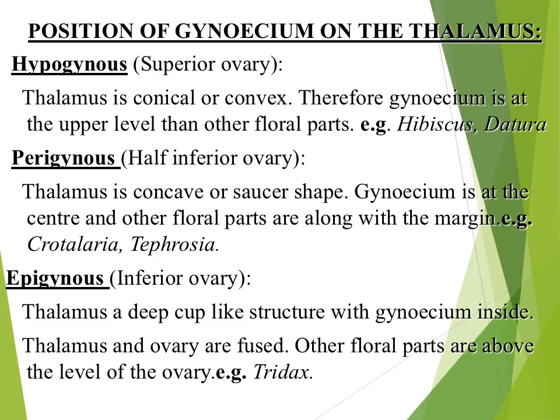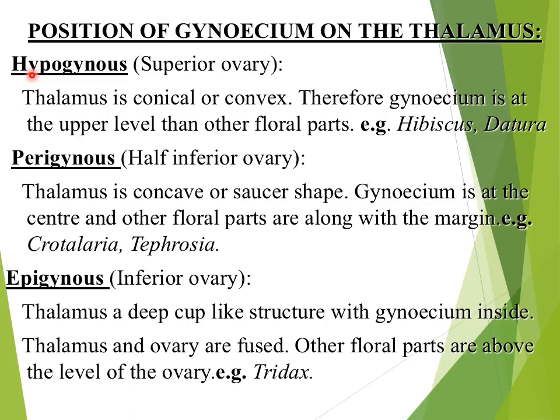Okay, the position of gynoecium on the thalamus: hypogynous, perigynous, and epigynous. Hypogynous, ovary superior. Perigynous, ovary half superior, half inferior. Epigynous, ovary inferior. Now the definition of hypogynous, ovary superior. The thalamus is conical or convex. Therefore, the gynoecium is at a higher level than the other floral parts. Example: Hibiscus rosa-sinensis, Datura alba.